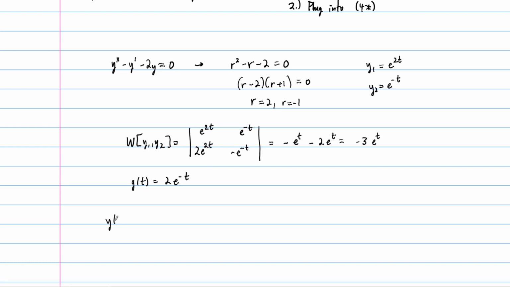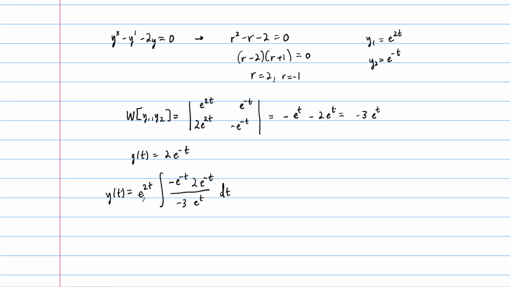So our solution is going to be y of t equals y1, which is e to the 2t, times u1. u1 I'm just going to write as an indefinite integral here. So it's going to be negative y2, so minus e to the minus t, times g, so times 2e to the minus t, divided by the Wronskian, which is negative 3 e to the t dt. So that indefinite integral will include a plus c. That'll give us our unknown constant for the homogeneous part, right?